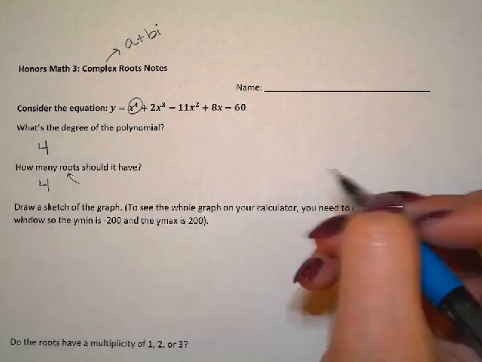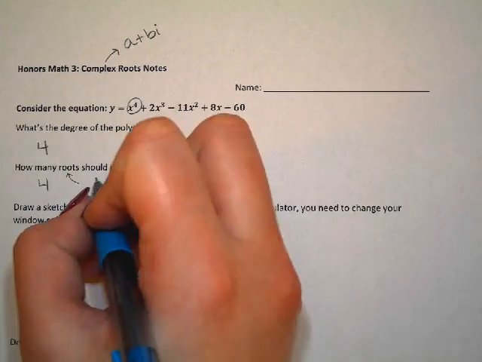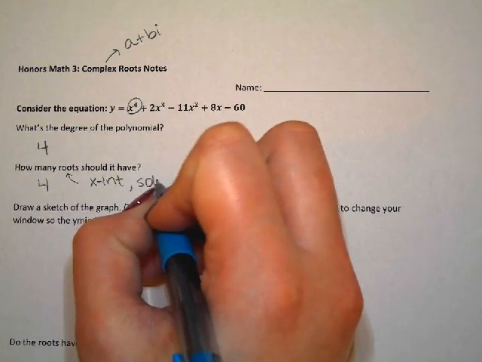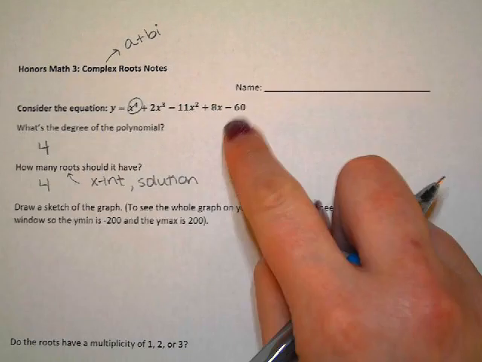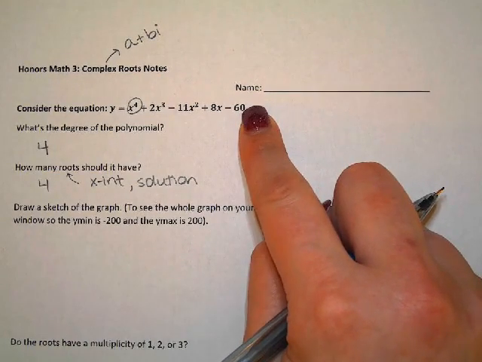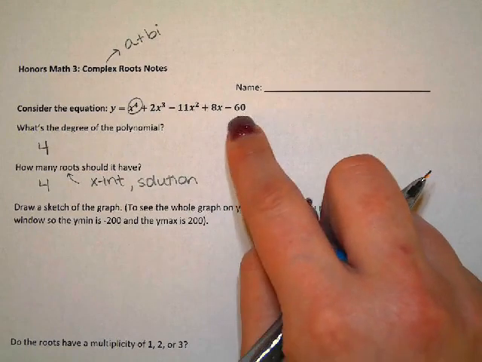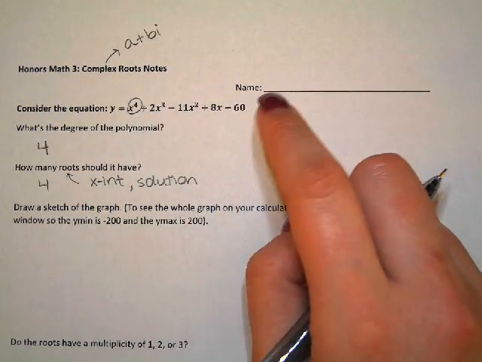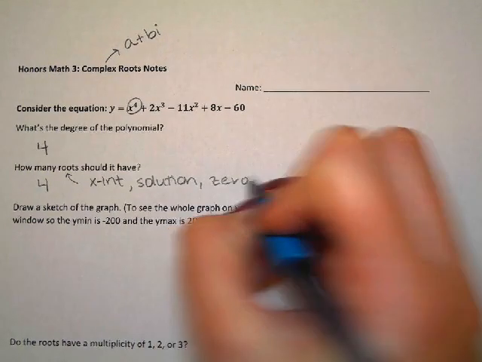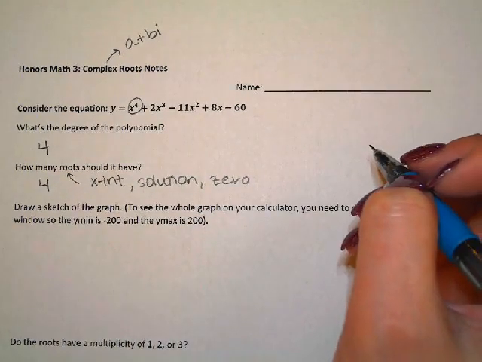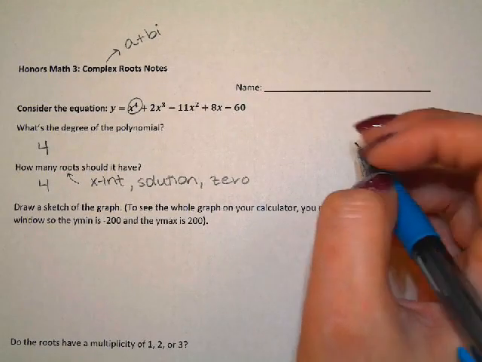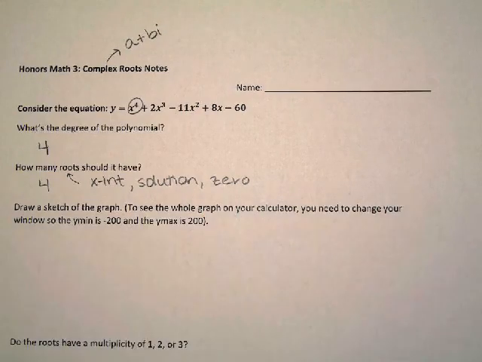Remember, root is another word for x-intercept. It's another word for solution. So if I asked you how many x-intercepts this graph would have, potentially I would guess 4. If I said how many solutions could I find for x, I would say 4. If they asked me how many zeros the graph had, remember that's when the y-coordinate of the function equals 0, which is another x-intercept. So those are all synonyms for the word root.